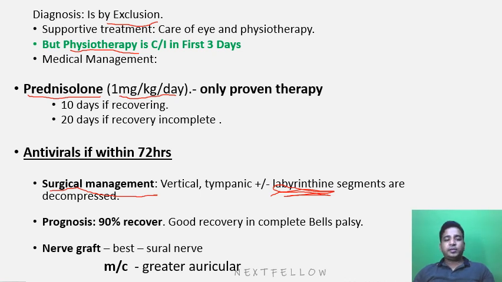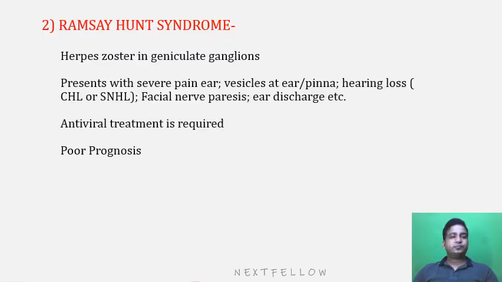And what are the preferred nerves? The best one is the sural nerve because its thickness and length match the facial nerve very well. But most commonly what we use now is the greater auricular nerve. Why is this most commonly used? Because the greater auricular nerve runs in the neck in close proximity to the facial nerve. So it is easy for the surgeon to find the greater auricular nerve and use it directly without making any incision at any other site. I hope you got it.